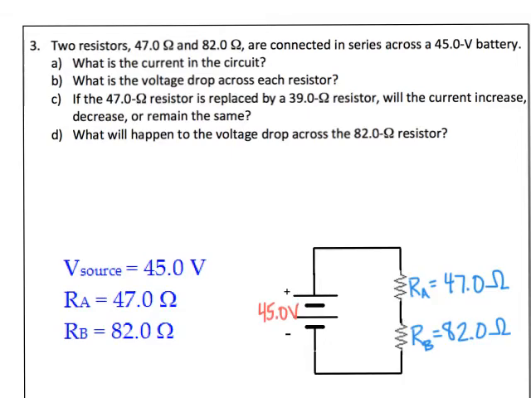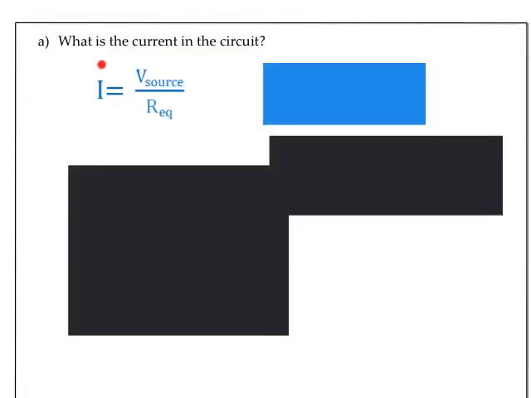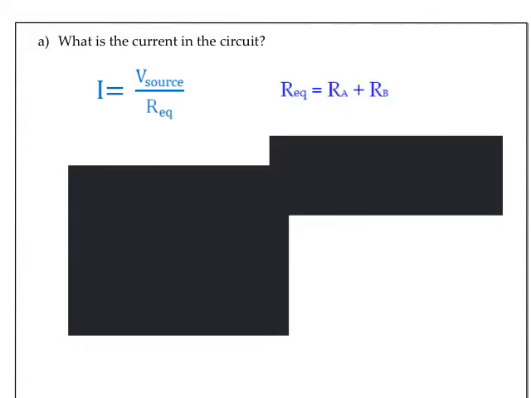So if you want to take a moment and list that and draw a schematic, that's a helpful visual representation. Now in part A, we're asked to find the current in the circuit. So remember, a series circuit has the same current all the way around. And in order to find the current in a series circuit, I'm going to use that formula we talked about at the beginning. We know how much our voltage source is, but we don't know the equivalent resistance, so we need to find that first.